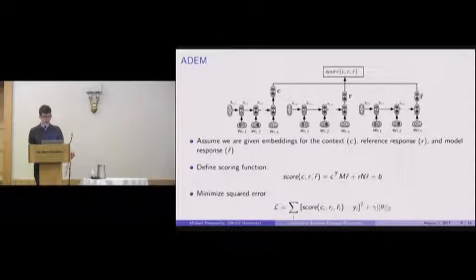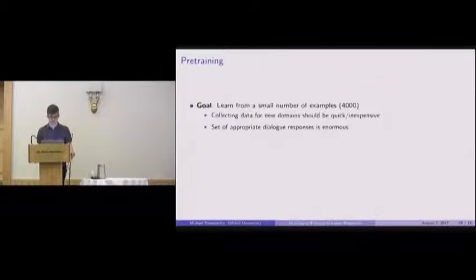So our model, the ADEM metric, we're going to assume we have some embeddings for the context, the reference response, and the model response. Our scoring function is learning two matrices, M and N, that learn to project the model response into the space of either the context or the reference response. So these can be seen as learned similarity matrices. And then we'll treat this as a regression problem and minimize the squared error between the scores we got from Amazon Mechanical Turk.